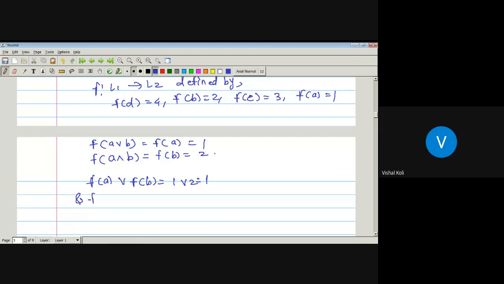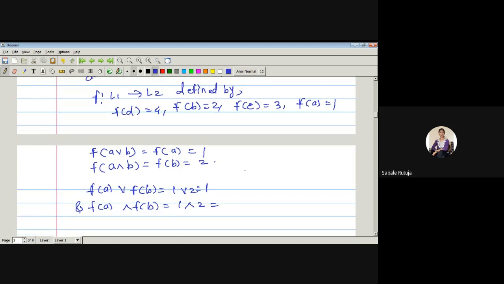Same for f of a meet f of b. F of a will be 1, meet f of b which is 2. What is the meet of 1 and 2? Which is 2. So f of a join b is nothing but f of a join f of b, and f of a meet b is nothing but f of a meet f of b. So this function f is a homomorphism from lattice L1 to L2, and it is one-one and onto. Then f is an isomorphism from L1 to L2.